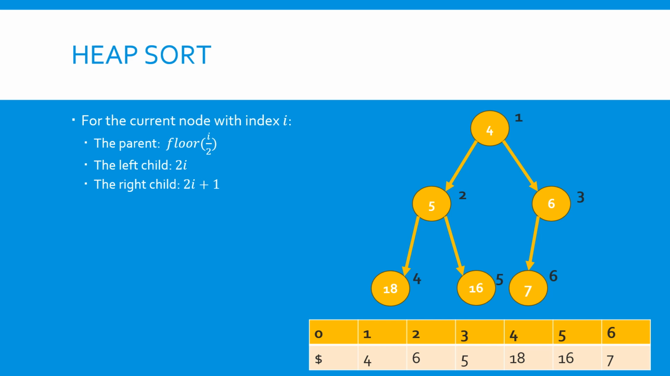With the dummy position, given the index of a node, we can calculate the indexes of its parent and its 2 children. That is, if the index of a node is I, then the index of its parent is floor of I over 2, its left child is 2I, and its right child is 2I plus 1. Such simple computations allow us to traverse the tree easily without explicit pointers.